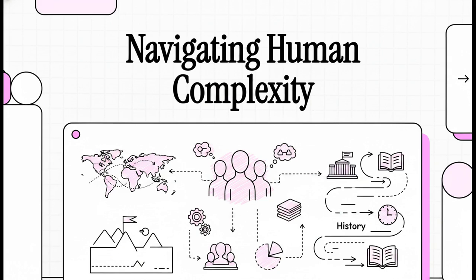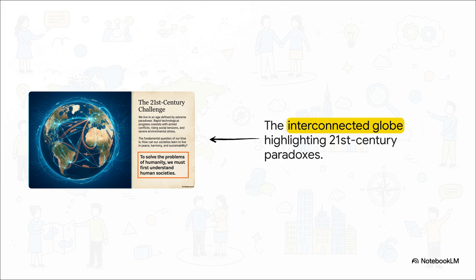We really live in an age of extreme paradoxes. On one hand, our globe is just pulsing with dazzling technological progress, global trade, and instant communication. But right alongside all that brilliance, we're seeing armed conflicts, rising social tensions, and some pretty severe environmental stress. So it brings up the fundamental question of our time. How do we actually learn to live in peace, harmony, and sustainability?